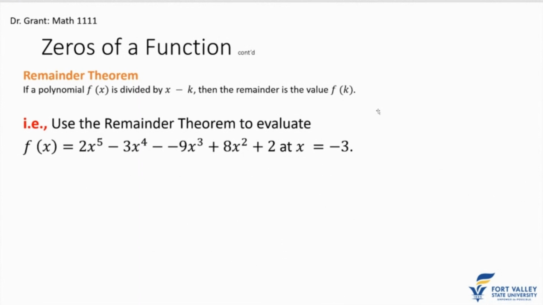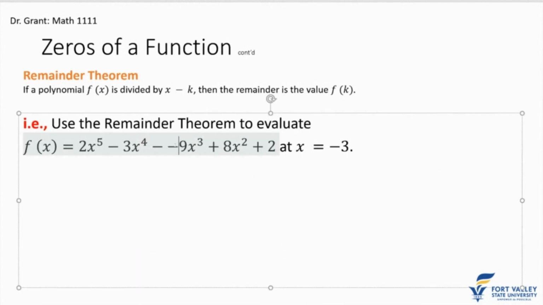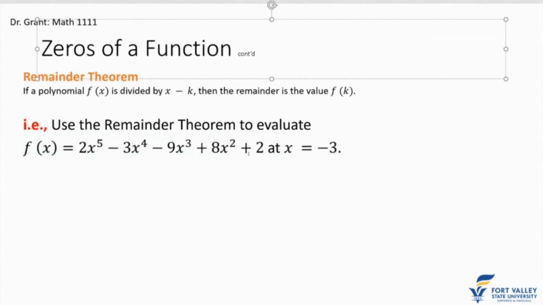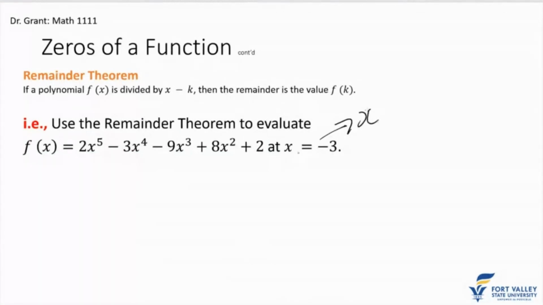Let's look at another example. Let's say we were asked to find the remainder of dividing f of x equals 2x to the 5th power minus 3x to the 4th power minus 9x cubed plus 8x squared plus 2. If we divided it, it would be x minus -3, or x plus 3. But at any rate, what's the remainder here?